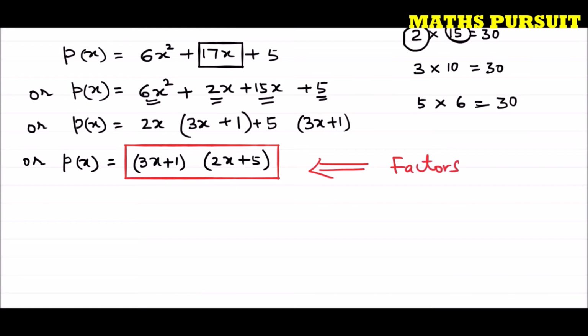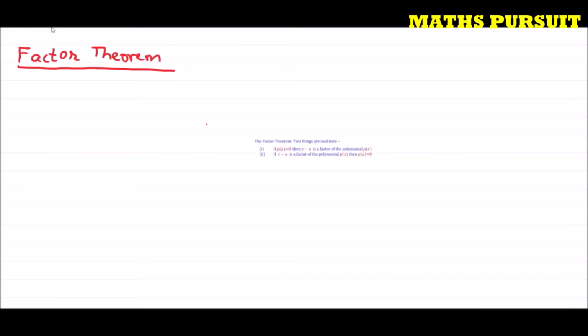Now let us move ahead to find out the factors using factor theorem. After factorizing the given polynomial using split method, let us factorize the given polynomial using factor theorem. Guys, this is one of the most important things that we need to understand: how we can factorize a given polynomial using factor theorem. In order to understand this, let me put it here, what is factor theorem again, so that we can all understand. Now let me repeat the factor theorem here again.